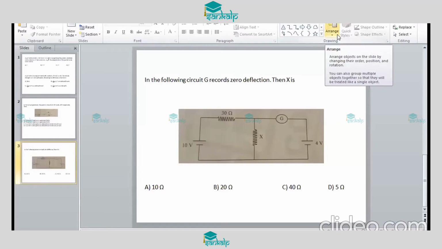So the next problem: in the following circuit, G records zero deflection. What is G? G is nothing but a galvanometer. So in the galvanometer, the deflection is zero. Then you have to find the value of X. Okay, so shall we see? First we'll write the circuit diagram. The circuit diagram will be like this.